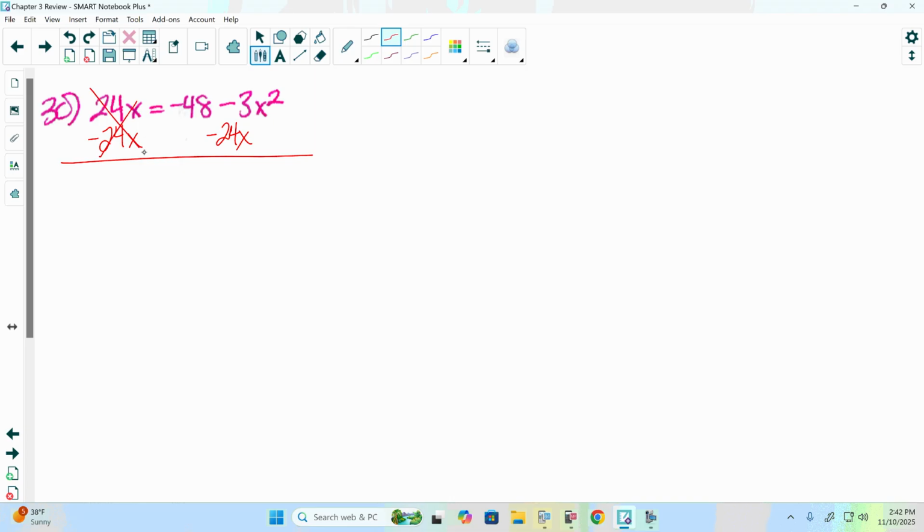Need to subtract 24x from both sides. Now this tells us that 0 is equal to negative 3x squared minus 24x minus 48. So again, the first thing we need to do is get the equation equal to 0. It helps us find the values of a, b, and c. A is the number in front of x squared. B is the number in front of x, and c is our number without a variable. So a is negative 3, b is negative 24, and c is negative 48.